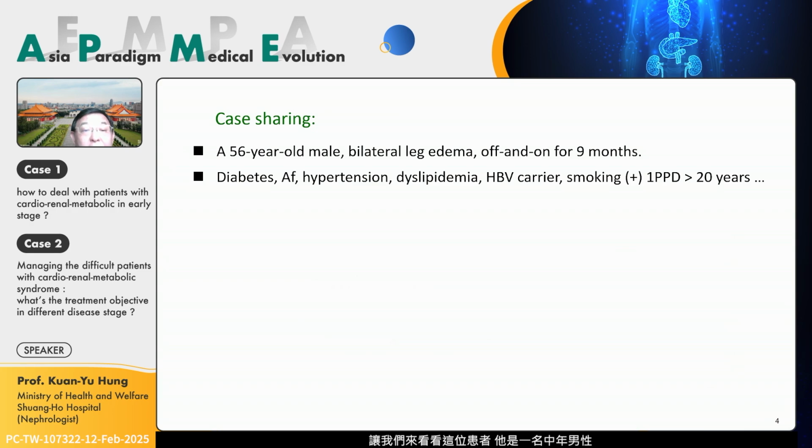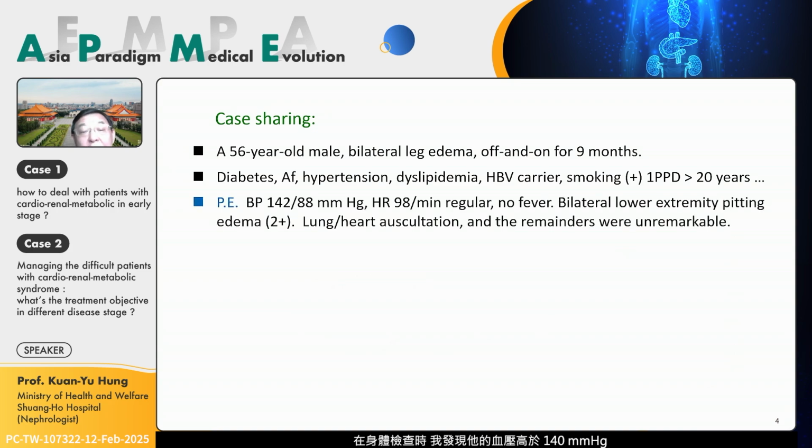It's a middle-aged male patient. He was referred to my clinic for bilateral lower extremity edema, and I reviewed his medical history. He has diabetes, a cardiac problem, and hyperlipidemia, and he has also been smoking for many years. For this patient, the first step is to try to differentiate the potential causes of the leg edema.